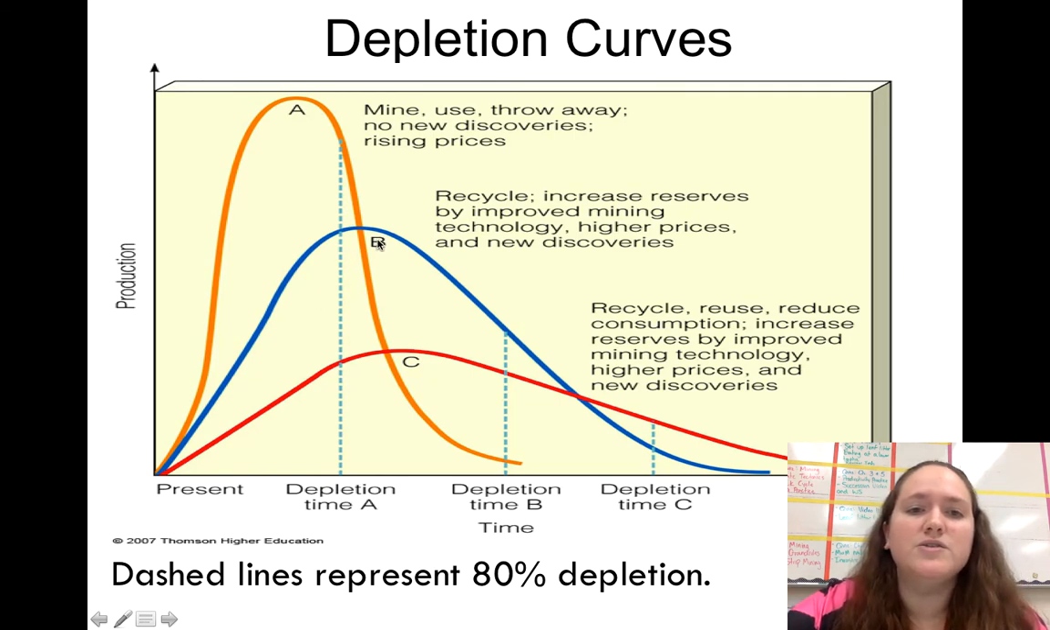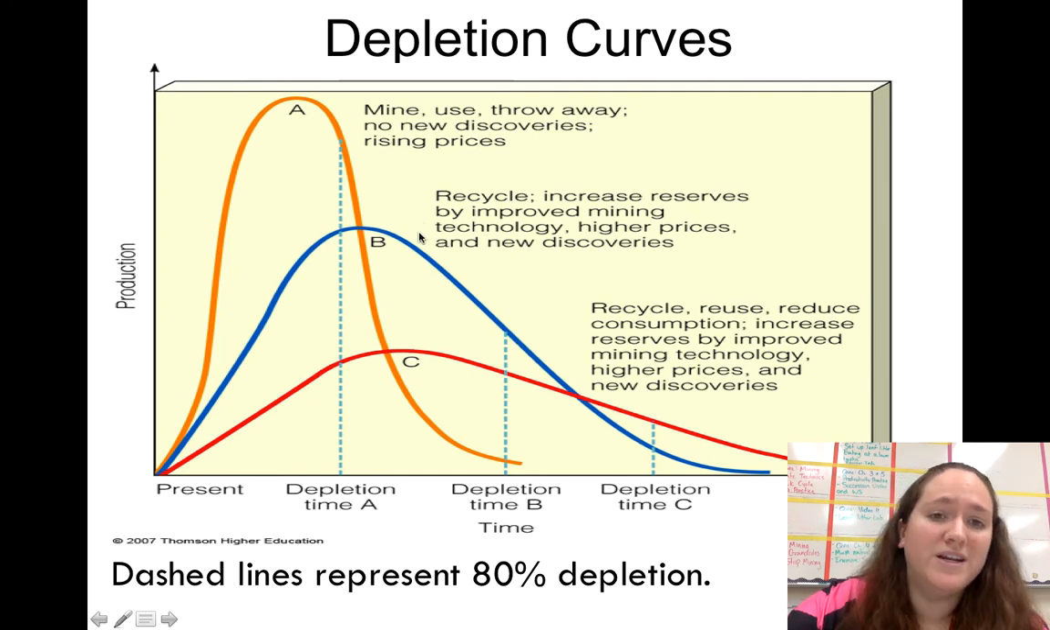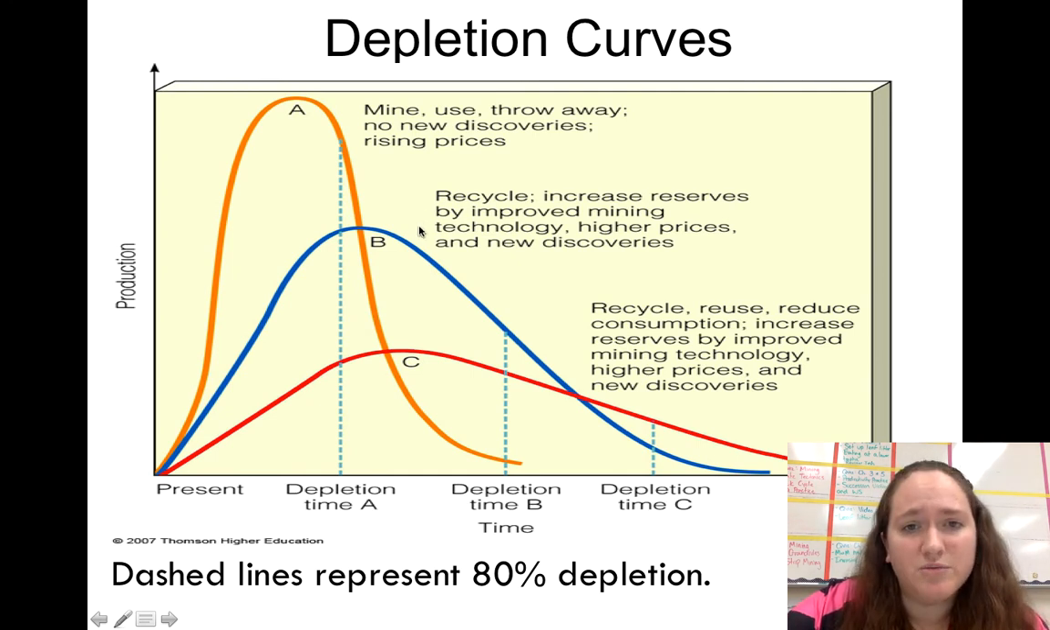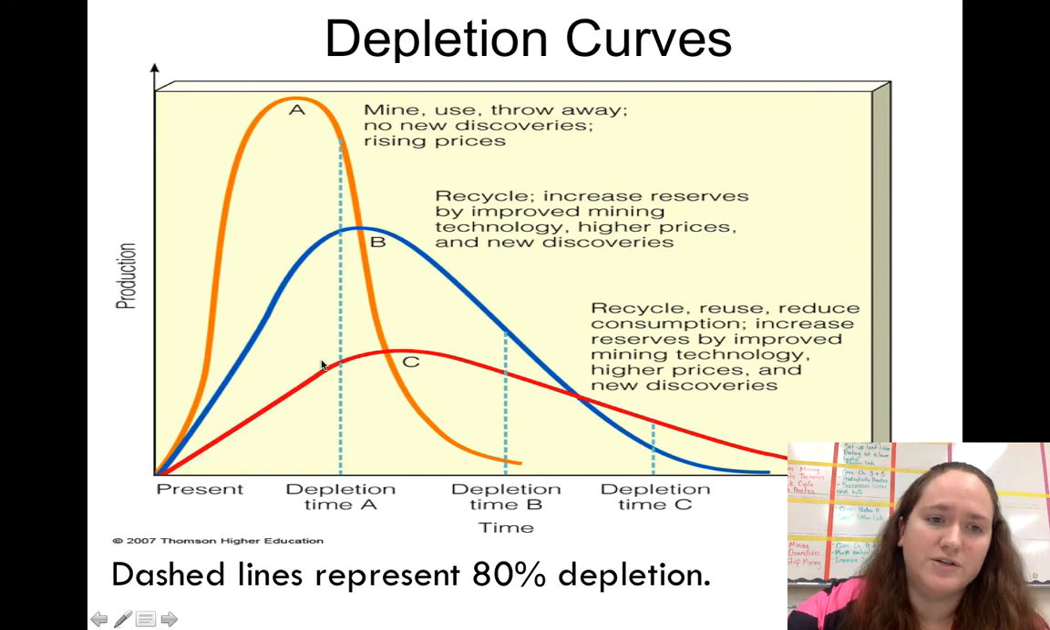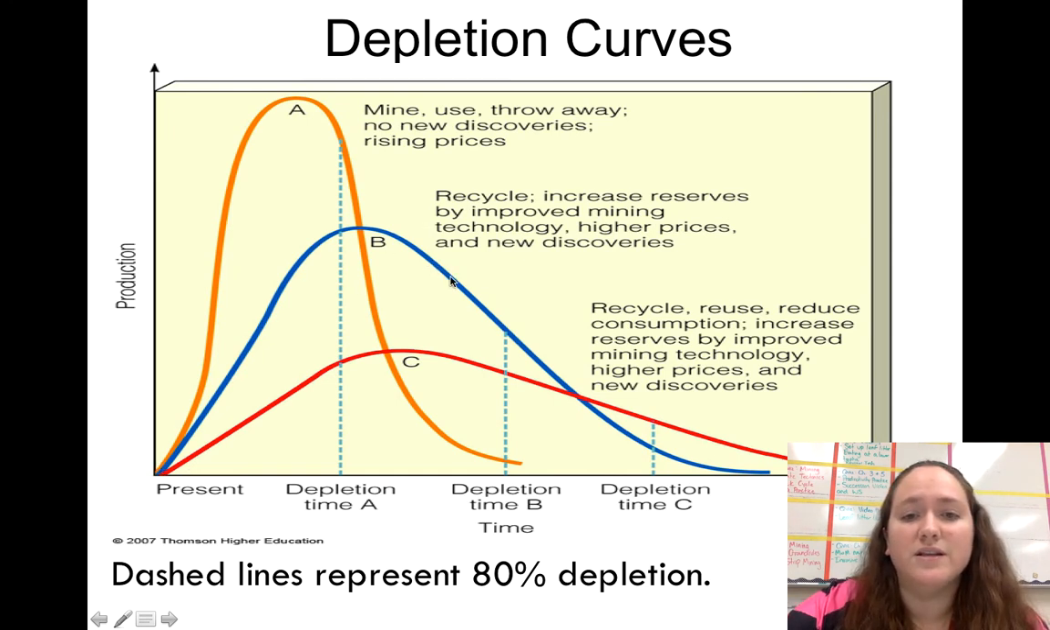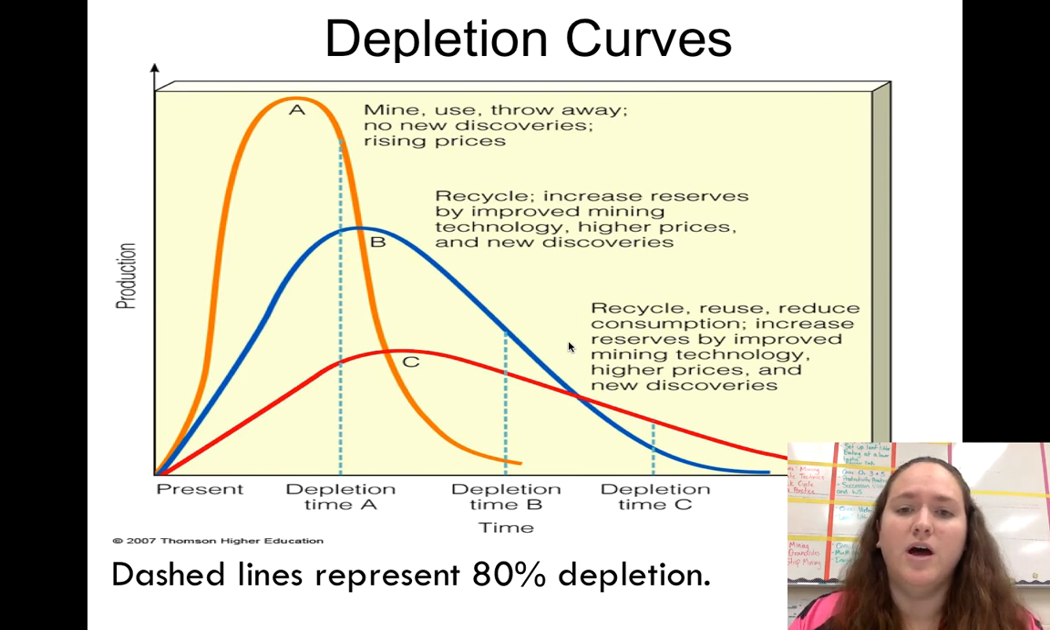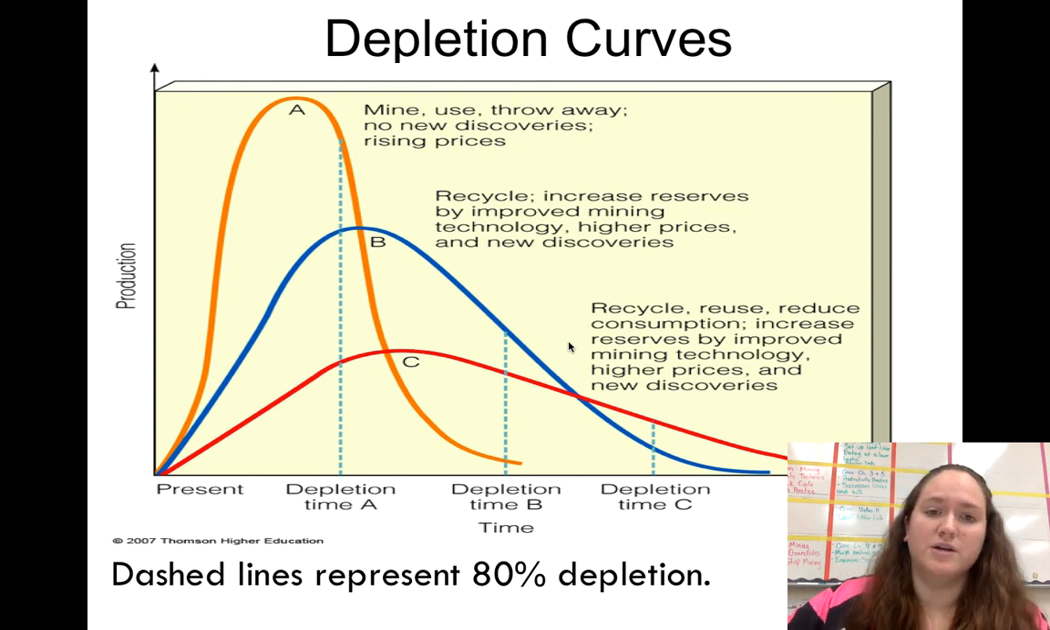Second situation is you can recycle materials. Maybe you increase the reserves because you improve your mining technology. Your prices are still going to be a little bit higher, but maybe you had new discoveries. So again, you're extending the life of the products. You're extending the non-renewable resource. And finally, in C, you have recycling, reusing, reducing consumption. Again, we're finding increased reserves. There's always going to be higher prices, but we've got new discoveries. So the difference here is where we're using and reducing our consumption in C.